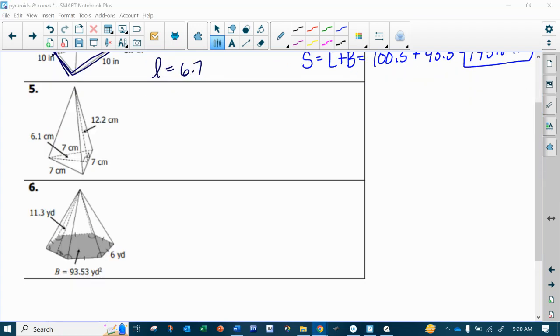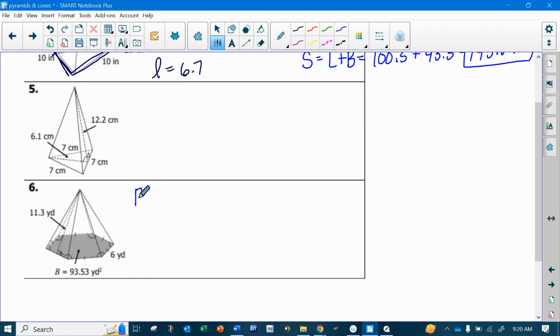All right, so we're going to skip down to number 6. In this problem, we're going to find the perimeter of the base, the area of the base, and the slant height. The slant height is still that leaning height. So basically just find the edge and see what's leaning, and that's going to be your slant height, 11.3.